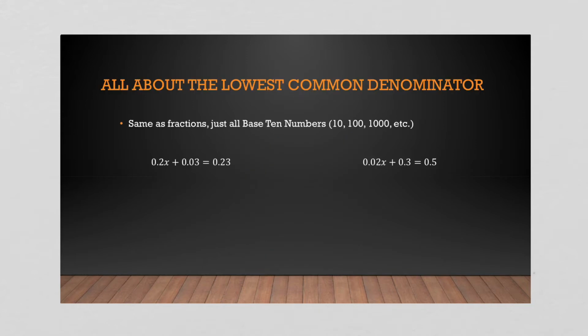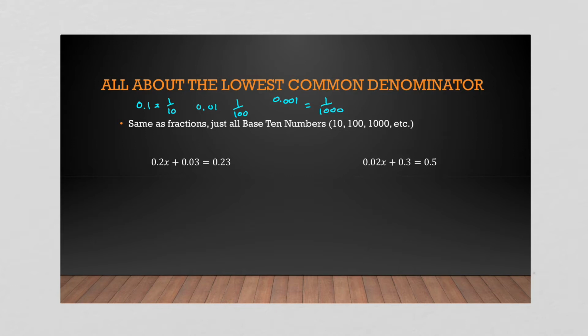The good thing with decimals is they're a base 10 system. So the lowest common denominator is always either going to be 10, 100, 1,000, so on and so forth. Because the important thing is, remember, 0.1 is just 1 over 10. And 0.01 is 1 over 100. And 0.001 is 1 over 1,000. So our denominator is always going to be a multiple of 10.